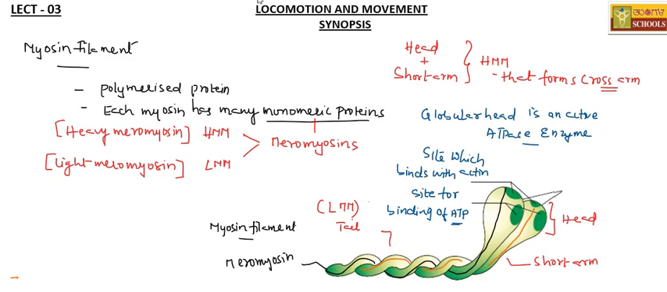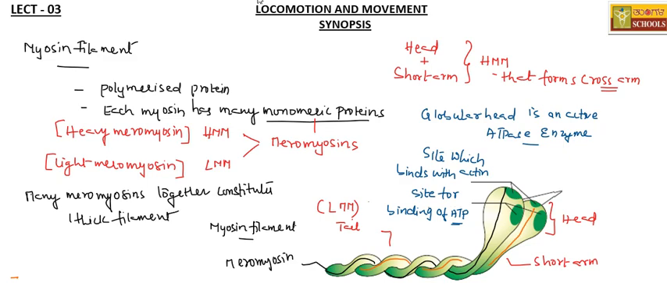So many meromyosins together constitute one thick filament. You can see here two meromyosins are present. One I have drawn with black color, and one with an orange color. This is one meromyosin, and the other one is another meromyosin.